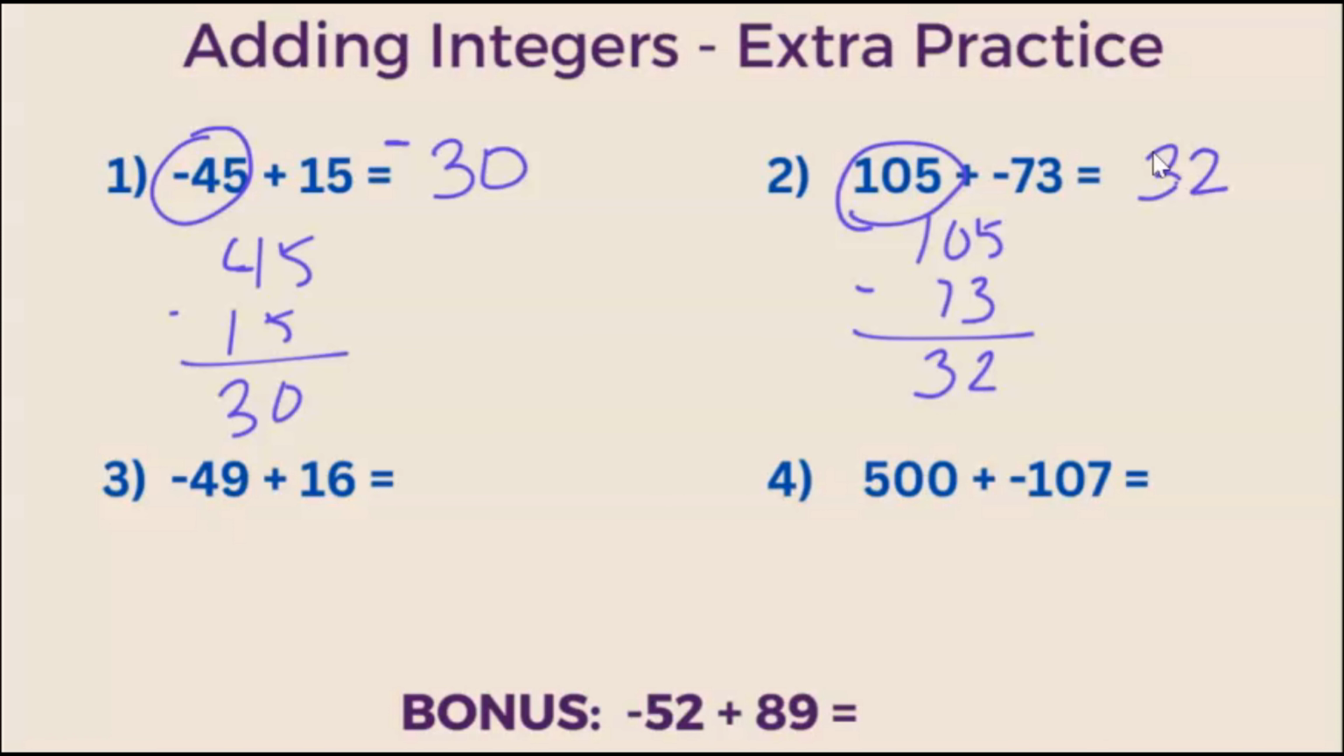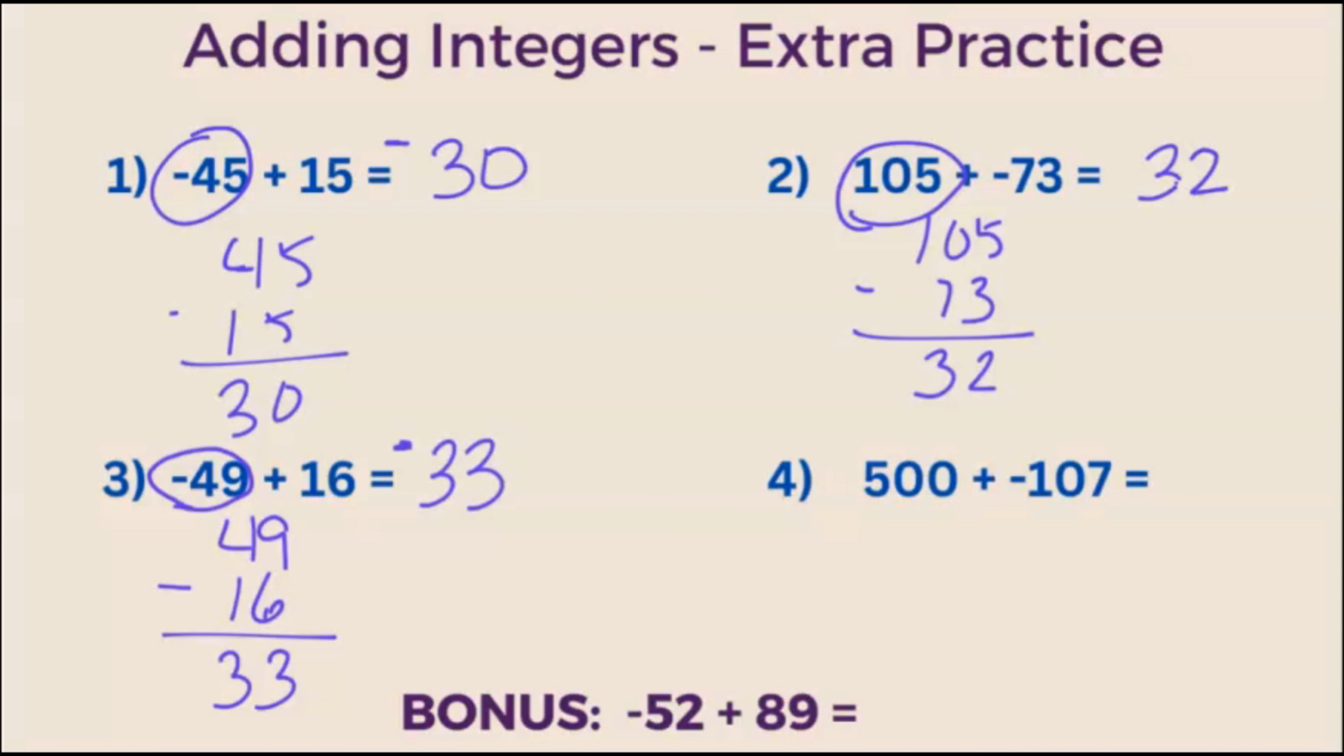In example 3, let's look at negative 49 plus positive 16. First step again is to subtract the absolute values, which is 49 minus 16. 9 minus 6 is 3. 4 minus 1 is also 3. We have 33. Looking at the absolute values, 49 and 16, 49 is larger. 49 is a negative integer, so our answer will be negative.